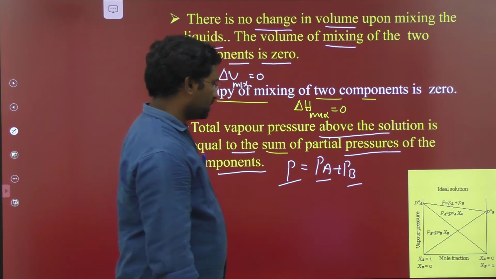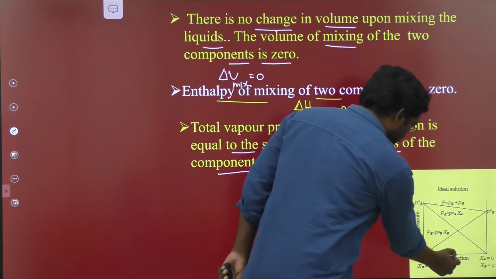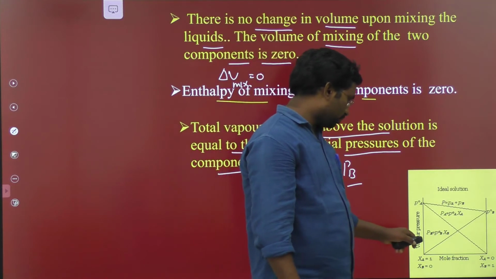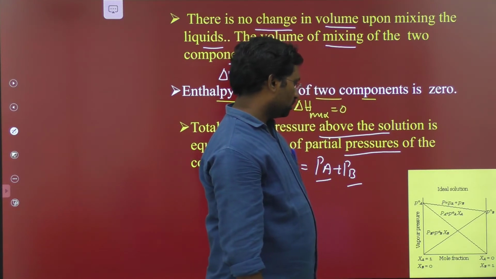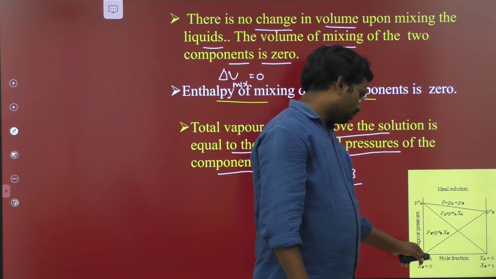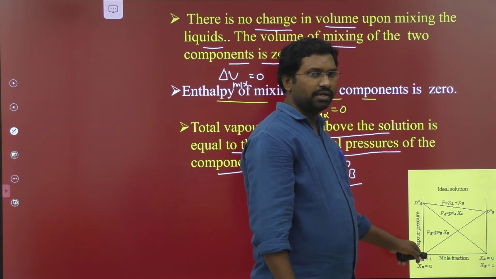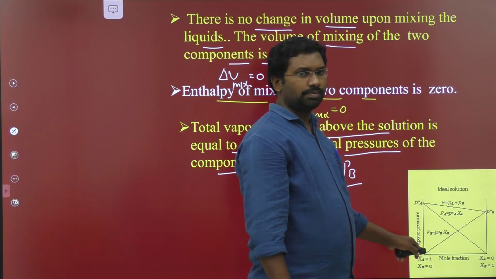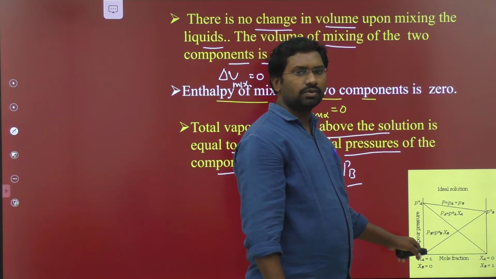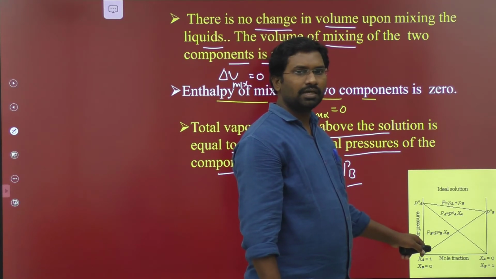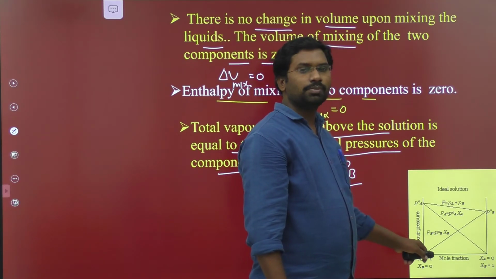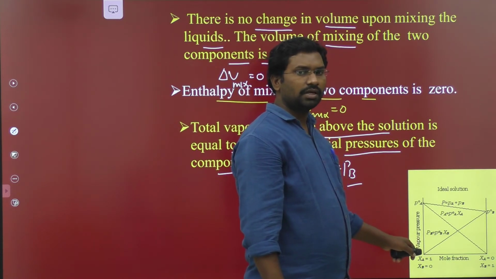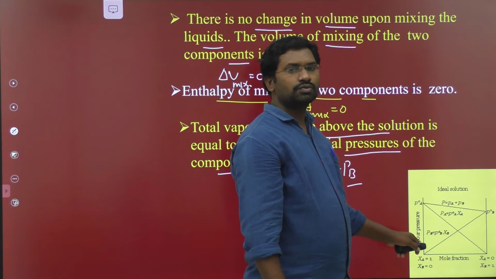Now let us look at this graph. On the x-axis I take mole fraction, and on the y-axis vapor pressure. Then we draw a graph for component A. A means solvent, you know that very well. In our solution chapter, solvent is the major component, that's why solvent is represented by capital A and solute by capital B. In numbering, solvent is given the value 1 and solute the value 2.